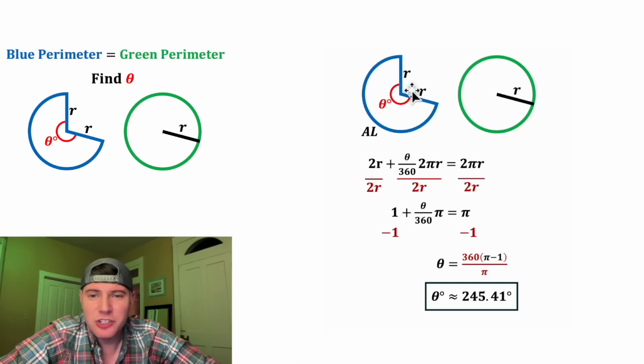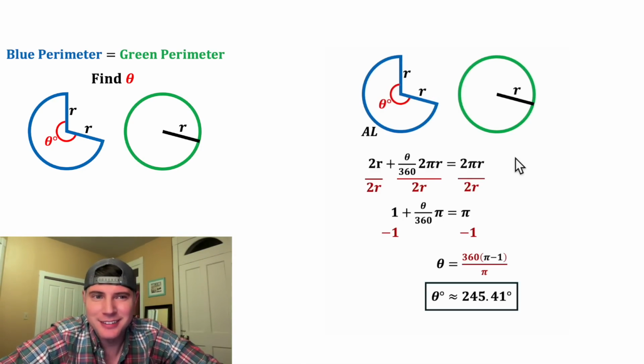If the sector of a circle has a central angle of approximately 245.41 degrees, the perimeter of that sector would be the same as a circle with the same radius. How exciting. Well, that was good timing.